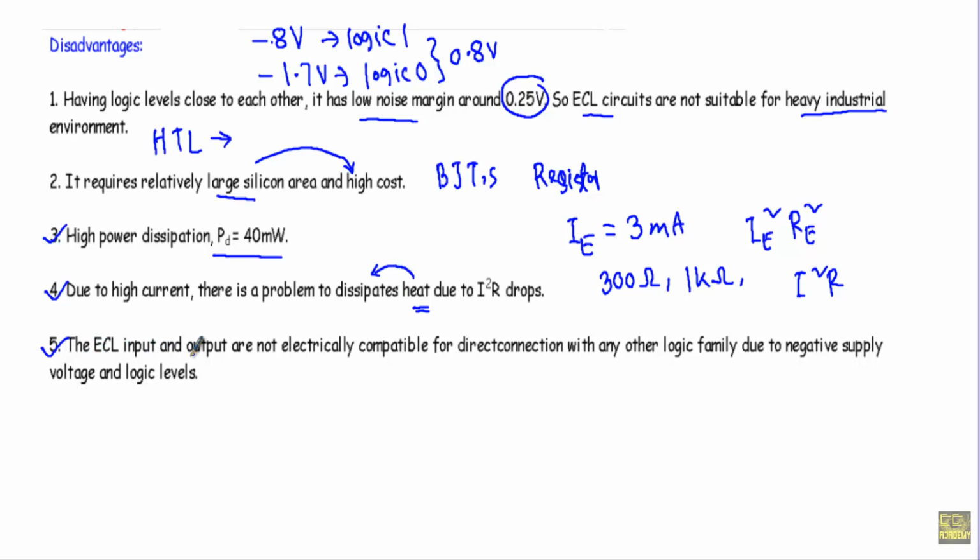The last point, the ECL input and output are not electrically compatible for direct connection with any other logic family due to negative voltage and logic levels. Say to specify logic 1 we will apply minus 0.8 volt, and to specify logic 0 we will apply minus 1.7 volt. Usually all other logic families use positive values of voltage to indicate our different logic levels, but here we will use the negative levels to indicate our logic 1 and logic 0. Therefore we cannot connect ECL logic circuits with any other logic circuit.